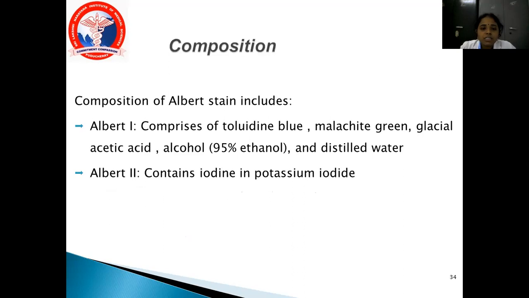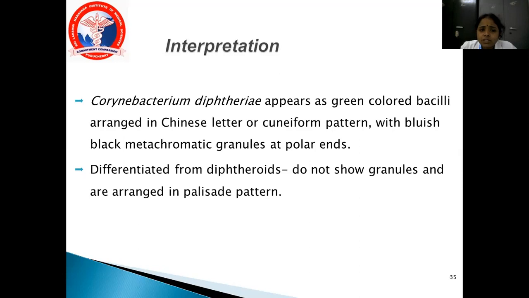The composition of Albert stain includes Albert 1, which comprises toluidine blue, malachite green, glacial acetic acid, 95% ethanol, and distilled water. Albert 2 contains iodine in potassium iodide. In interpretation, Corynebacterium diphtheriae appears green colored. It is arranged in Chinese letter or uniform patterns with bluish-black metachromatic granules at the polar ends. It is differentiated from diphtheroids, which do not show granules and are arranged in a palisade pattern.